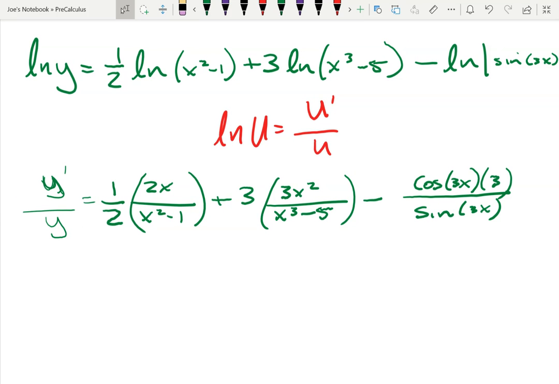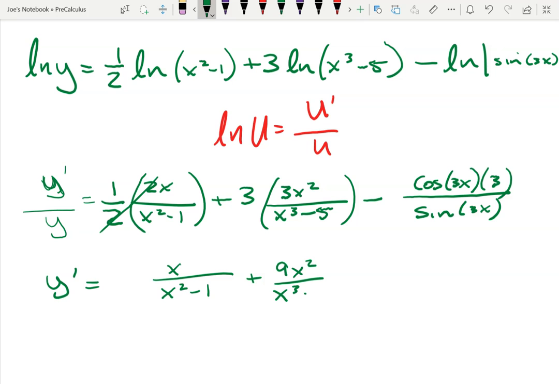So to clean this up, for right now, let's do this. Let's do y prime is equal to x over x squared minus 1. Actually, I should probably leave some room here. X over x squared minus 1, because I cancelled that, didn't I? Plus 9x squared over x cubed minus 5 minus 3 groups of cosine over sine. Cosine of 3x over sine of 3x, which is cotangent of 3x.